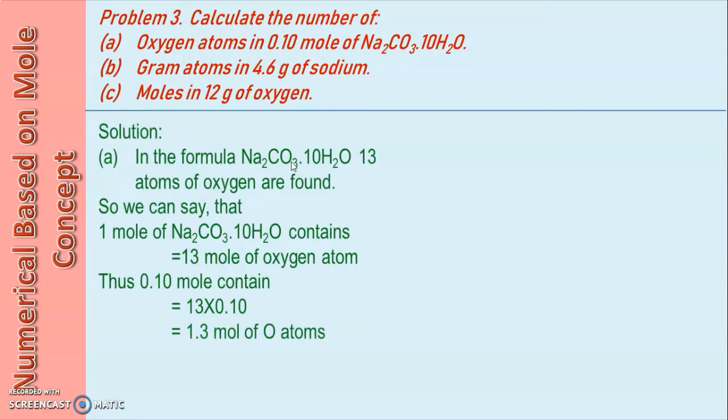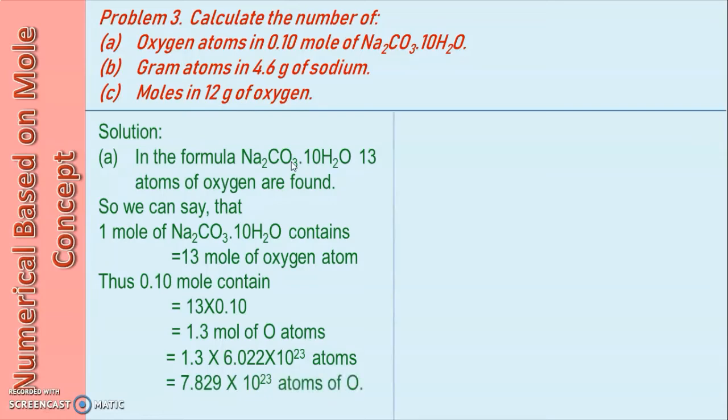But we have to find out the number of oxygen atoms. So in 1 mole, 6.022 into 10 to the power 23 atoms are present. So in 1.3 mole, 1.3 into 6.022 into 10 to the power 23 atoms are present. So which will be equal to 7.829 into 10 to the power 23 atoms of oxygen.